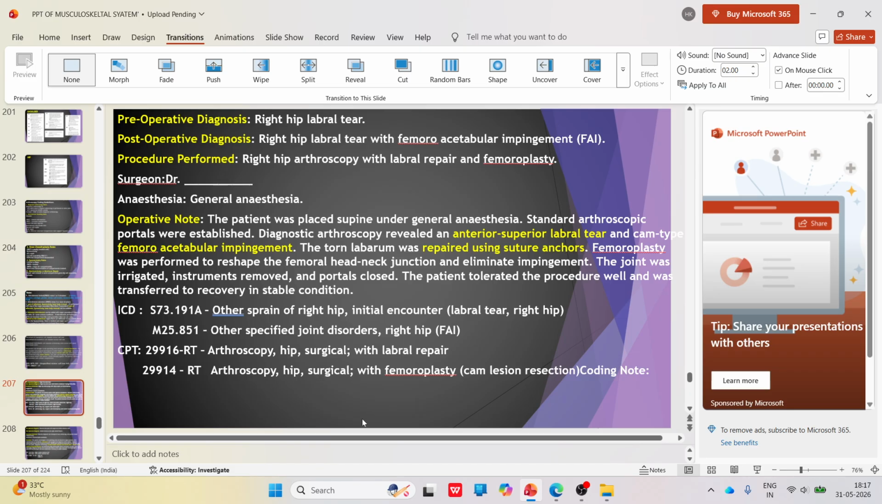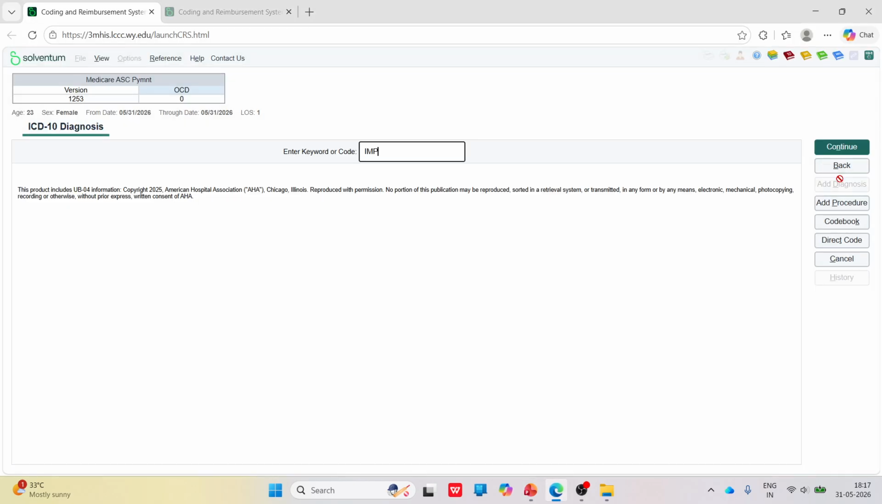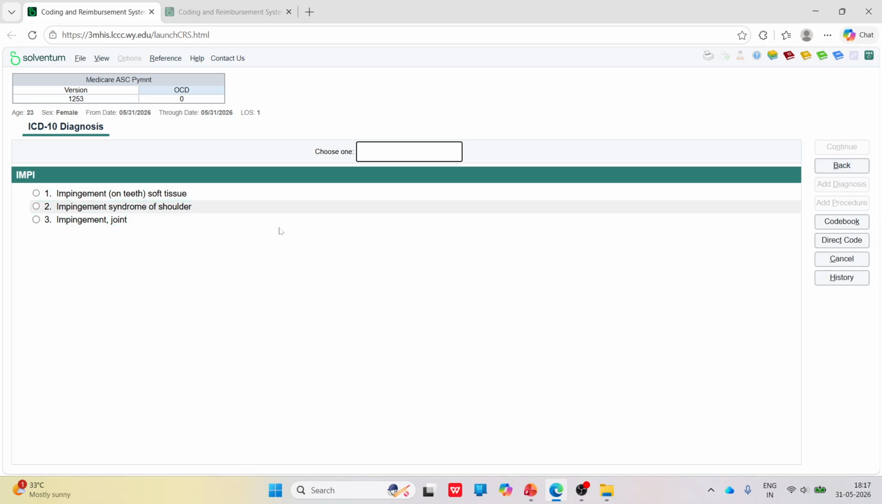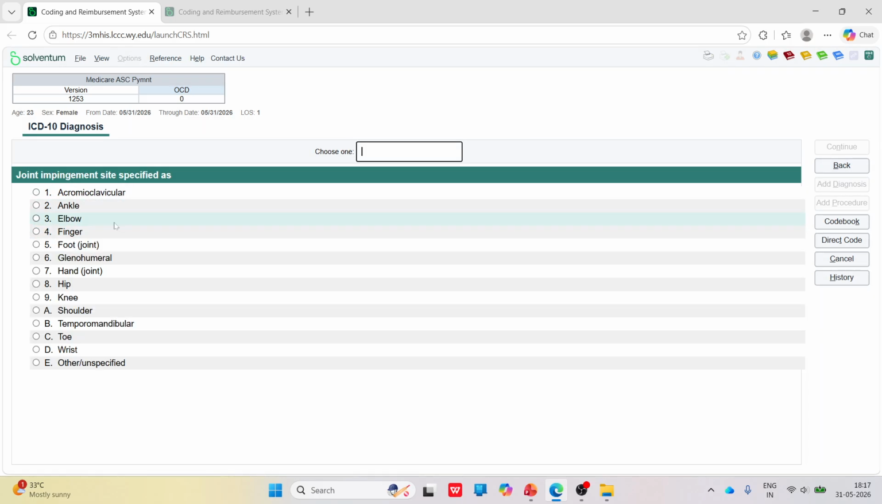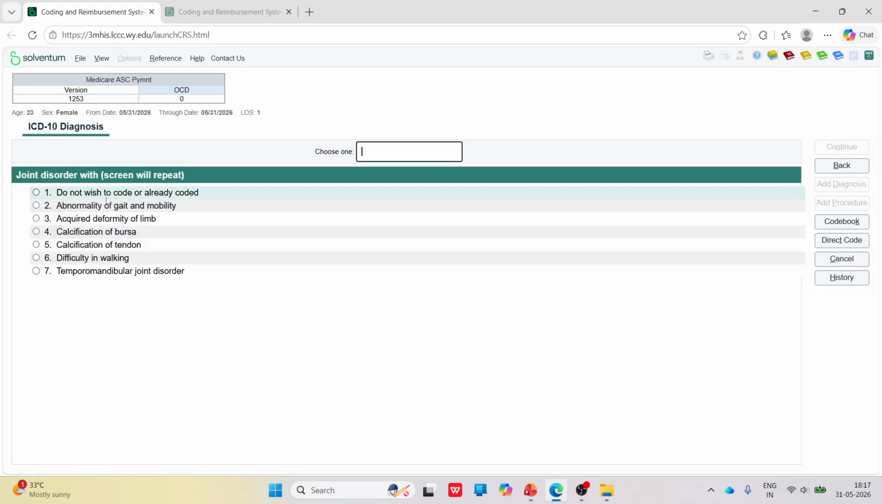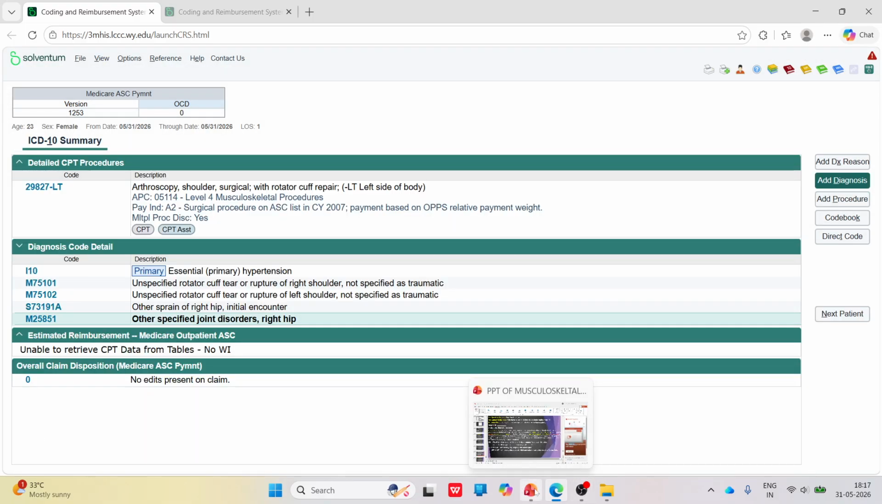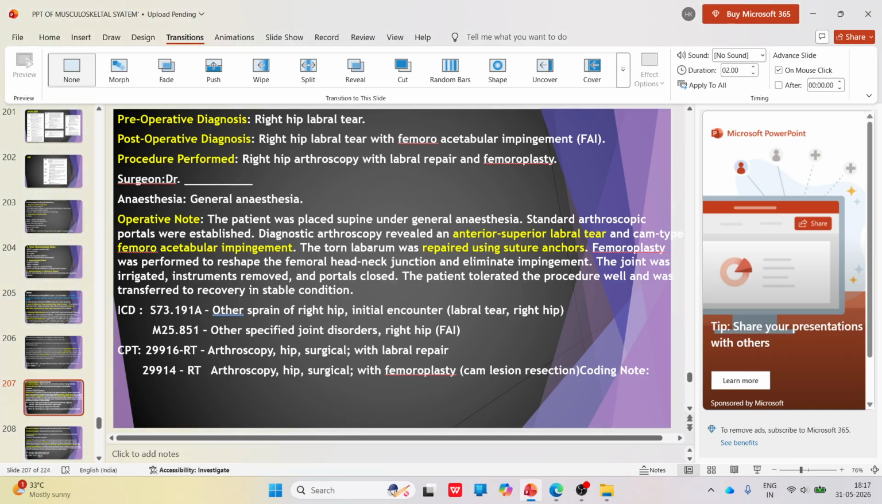Okay, now coming to the impingement ICD. That is an impingement of the hip joint, so we'll see the hip joint, right side. So this one is the ICD for the FAI. Okay, coming to the CPT. There will be two CPTs, because two procedures were performed separately: first the femoroplasty and the labral repair.